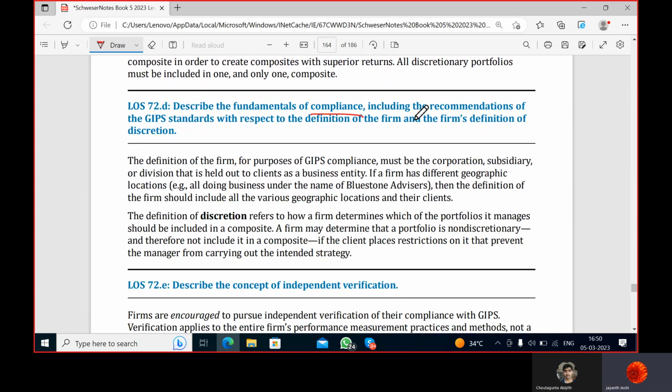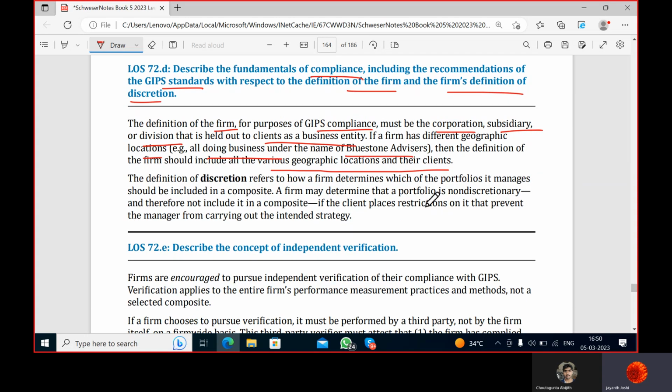Describe the fundamentals of compliance, including the recommendations of GIPS standards with respect to the definition of firm and the firm's definition of discretion. So the definition of firm as per GIPS is what? For purposes of GIPS compliance, it must be the corporation, subsidiary or division that is held out to clients as a business entity. If a firm has different geographical locations, for example doing business under the name of Bluestone Advisors, then the definition of firm should include all the various geographic locations and their clients. That also should be a part of it, that means you should show that they are also complying with GIPS. Okay, the entire organization, even though you have different branches in different locations.